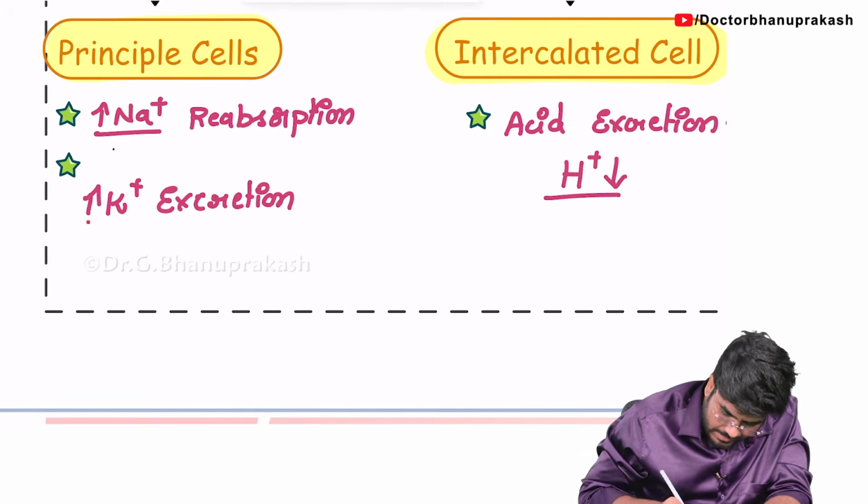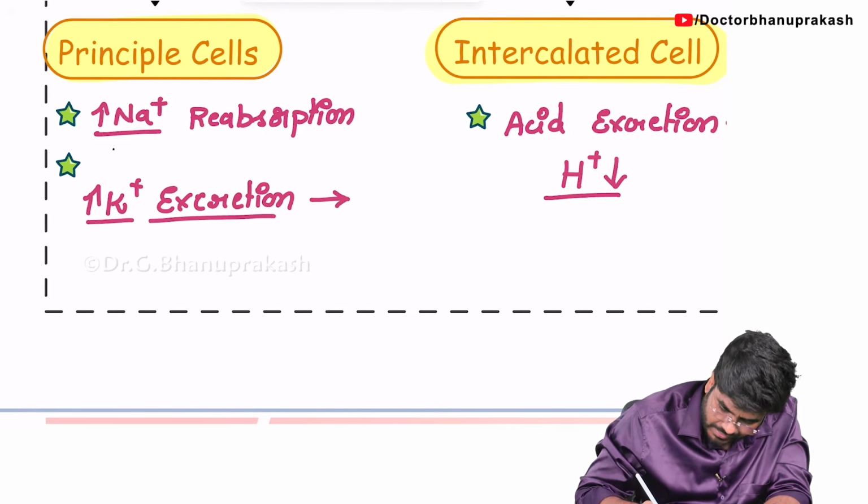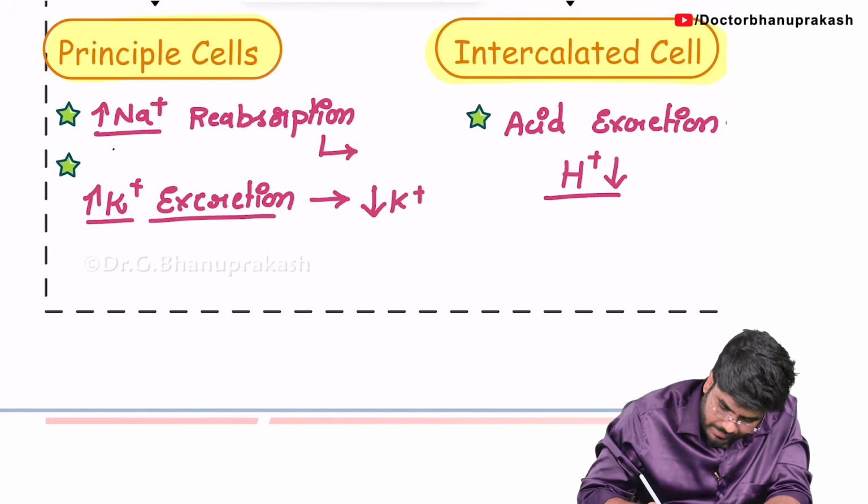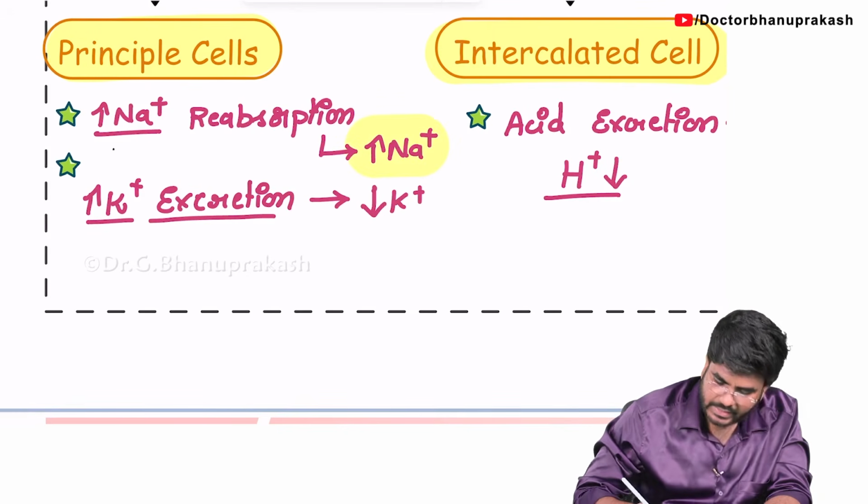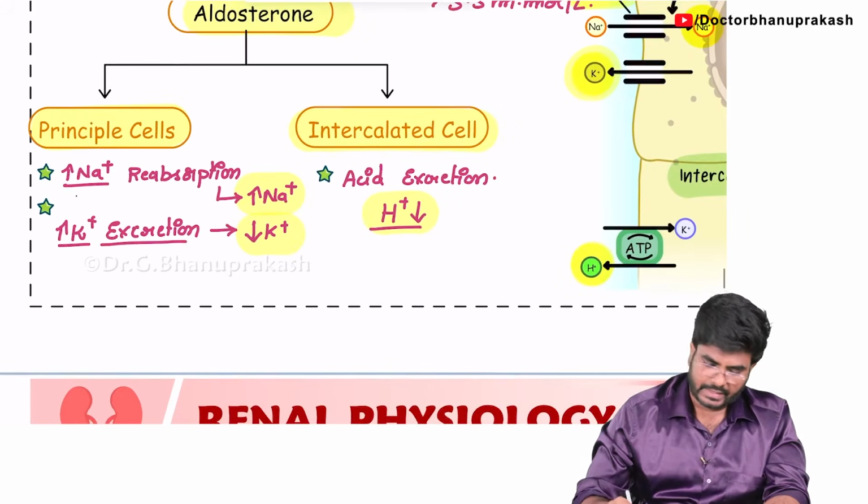So what is the final result? As the potassium is getting excreted, the final result is decreased potassium in the body. And what about the sodium? Increased sodium in the body. So these are the final results. Sodium is getting increased, potassium and acids are getting decreased.